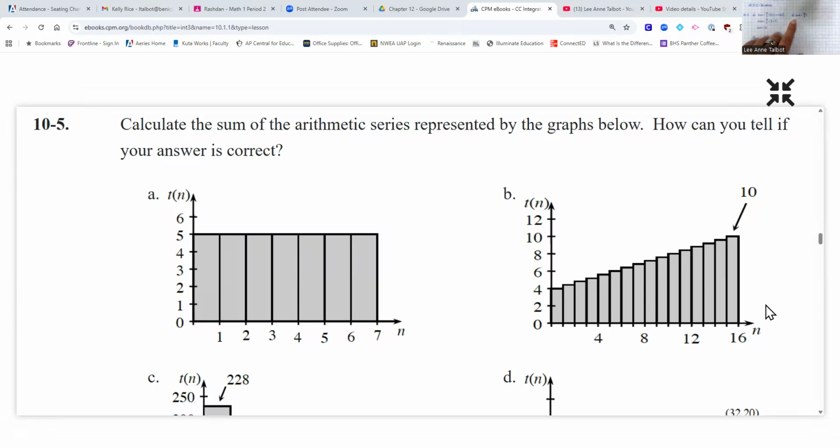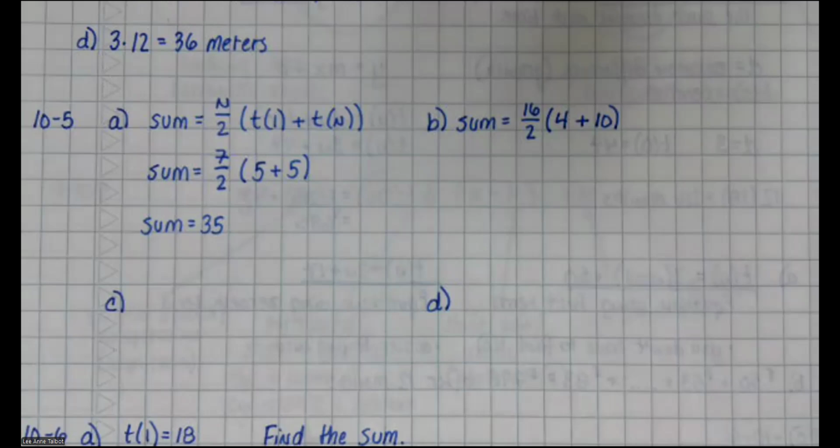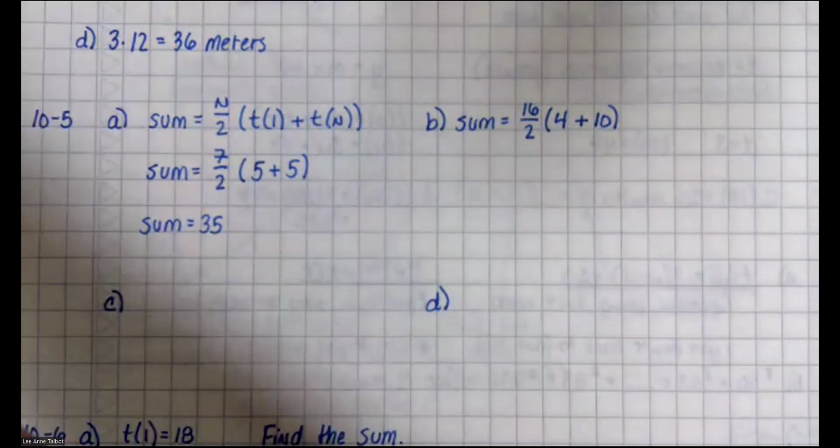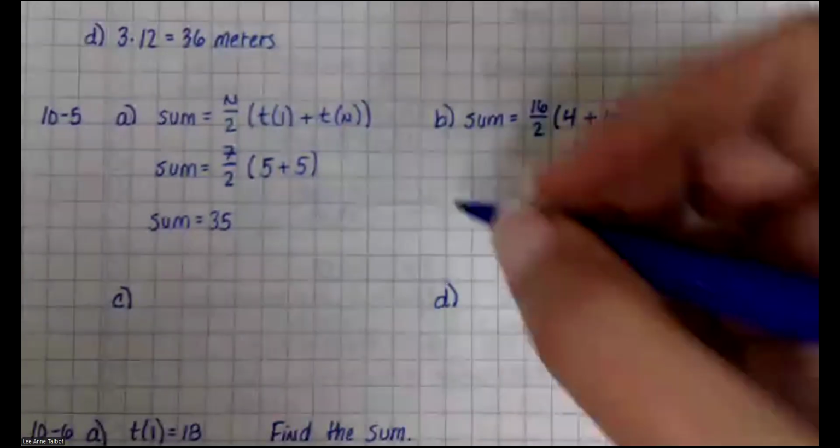16/2. 16 bars, 16/2. Okay. And what is the first number? 4. So put parenthesis 4 plus. And what's the last number? 10. Which is something that is 112.